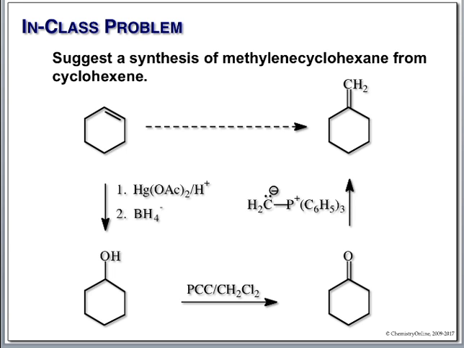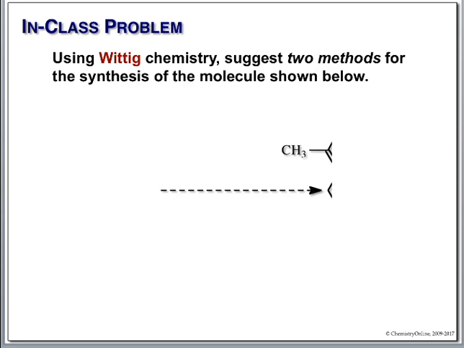Now remember how we talked about how neat Grignards were because there was a symmetry to the reaction? Well, guess what? Wittig reactions have a symmetry of their own. Give me two ways to make this molecule using a Wittig reaction.